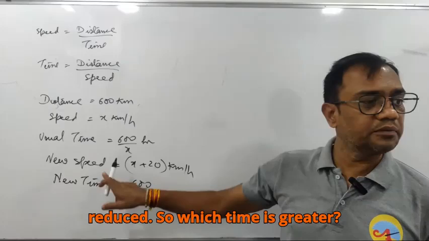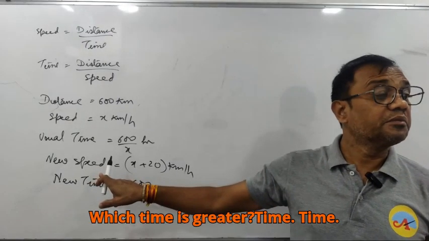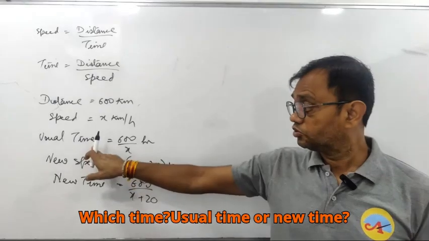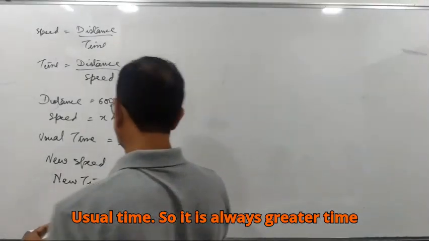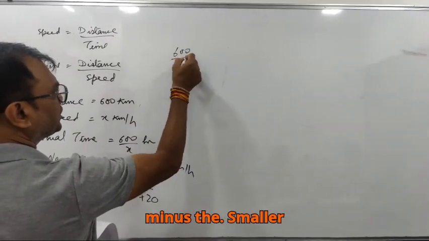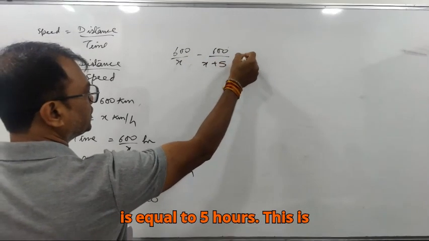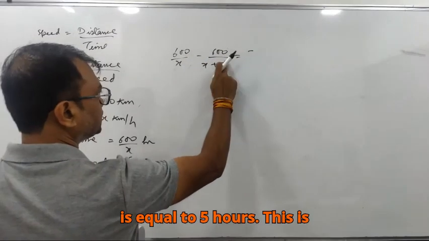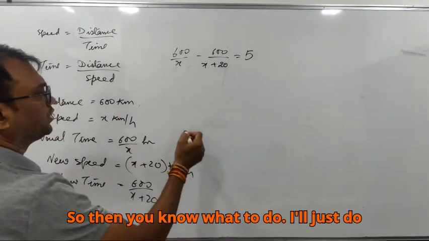So which time is greater? Usual time or new time? Usual time. So it is always the greater time minus the smaller time. So the greater time minus the smaller time is equal to 5 hours. This is x plus 20. So reduced by 5 hours. So then you know what to do.